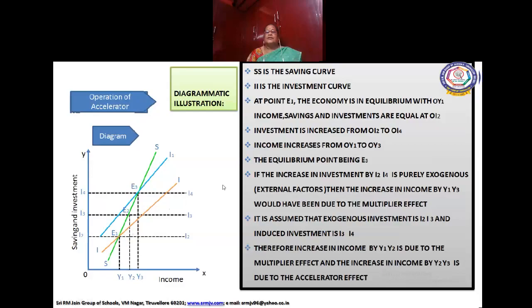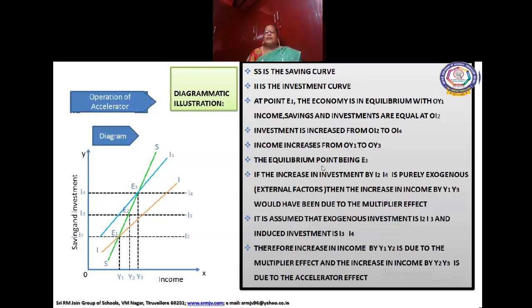Clear? Next. Investment is increased from OI2 to OI4. This is OI2, this is OI3, and it has been increased. Investment is increased from OI2 to OI4.